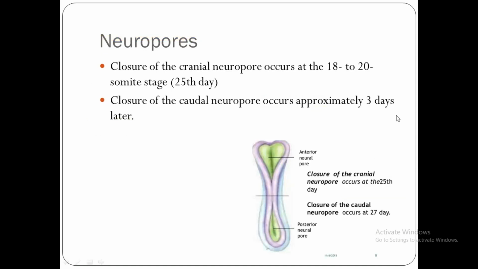Now again, when the neuropore is going to close, this is an event of the third week of gestation. The cranial neuropore closes somewhere around the 25th day of the gestation. In different books there is a little variation, but we usually took our references from Langman's textbook of embryology. Most of these days are taken directly from Langman's. And closure of caudal neuropore took place approximately 3 days later. So first the cranial and then the caudal. You can see that closure is happening on the 25th day for the cranial and the 27th day for the caudal neuropore.